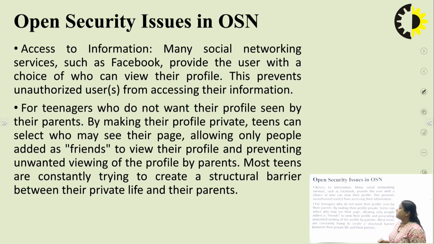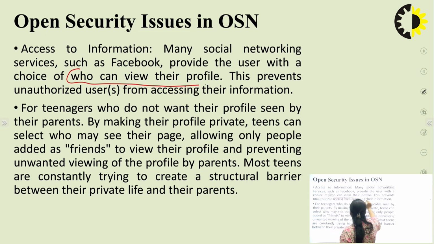Access to information. Third one is access to information. Many social networking services such as Facebook provide the user with a choice of who can view their profile. This prevents unauthorized users from accessing their information. So Facebook also provides this type of feature, but not all the sites have provided it. So who can view their profiles, this type of setting we can have in our Facebook account.